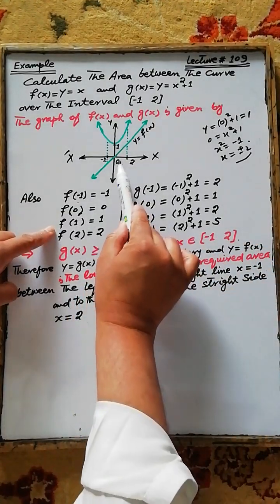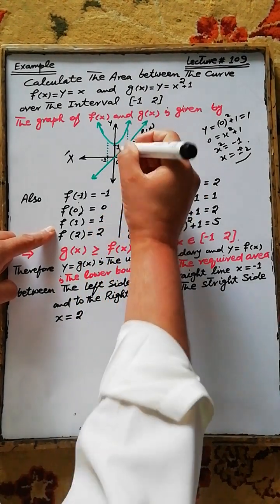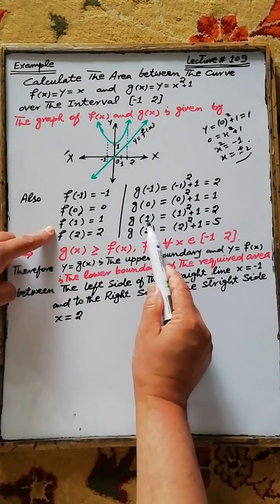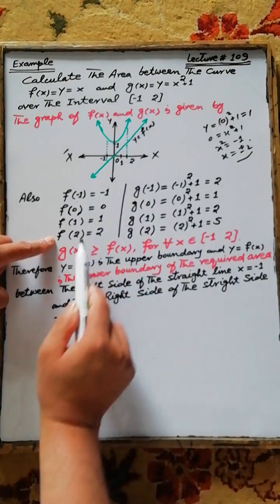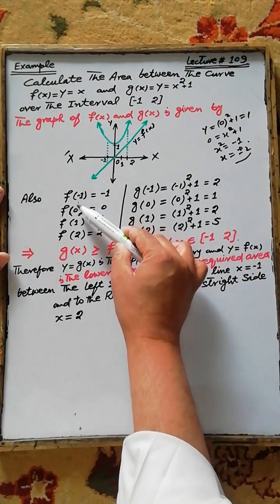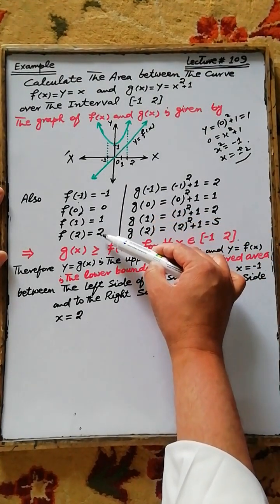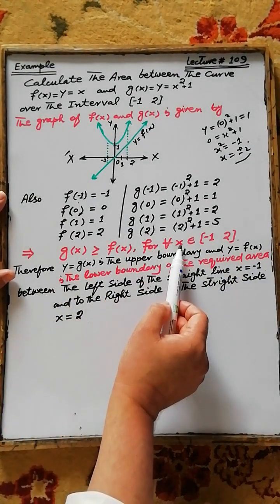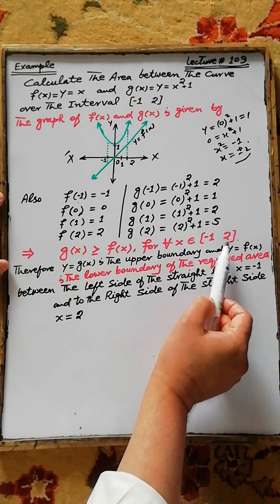The value of the function f(x) at the point 1 is 1, and the value of g(x) at the point 1 is equal to 2. The value of f(x) at the point 2 is equal to 2, and the value of g(x) at the point 2 is equal to 5. At these points, the value of the function g(x) is greater than or equal to the value of f(x). That is, g(x) is greater than or equal to f(x) for each x belonging to the closed interval -1 to 2.